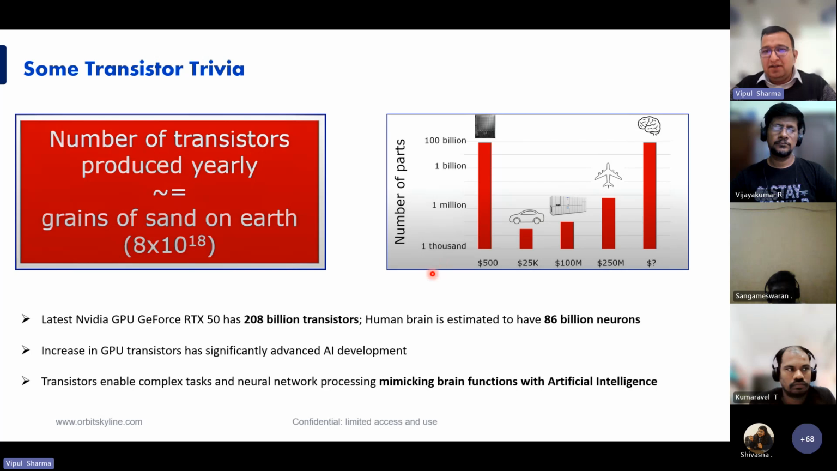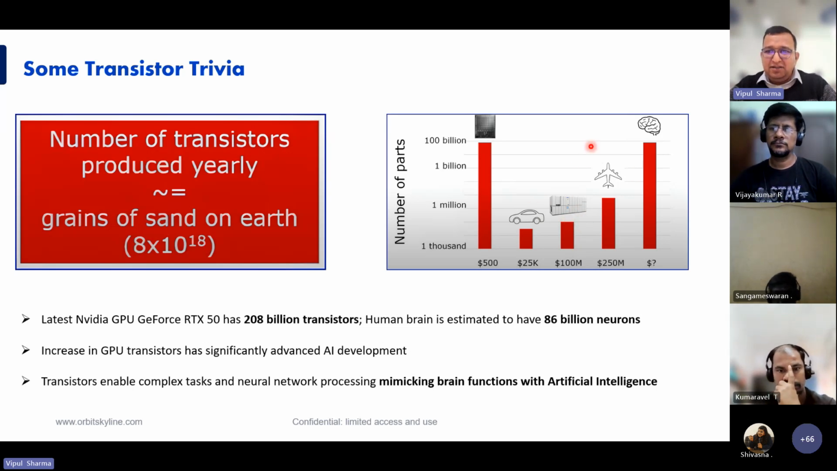And another interesting trivia: just imagine these are some products. I will come back to this first one later. So this is a typical car, and this is a lithographic machine which is used inside a foundry, and this is an aeroplane, and this is a human brain. And these are the number of parts required to build these products. A typical automobile has around maybe 10,000 parts, and it costs around 25,000 US dollars. And this is a lithographic machine, again a complex piece of machinery. It costs around $100 million, and it has around 100,000 parts.